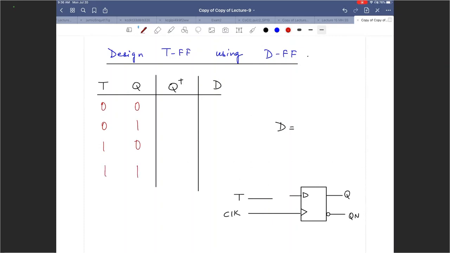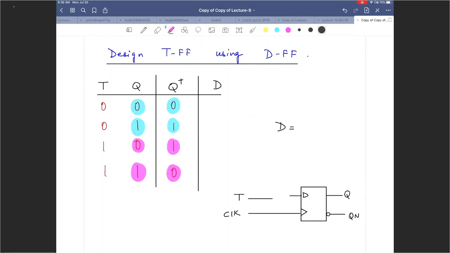Q plus is the next state of the T flip-flop. For the first two rows, we are setting T as 0. Don't toggle. Next 2, we toggle. So for the first 2, 0 remains a 0, 1 remains a 1 because we are not toggling. Next 2, we have to toggle. 0 will become a 1, 1 will become a 0.